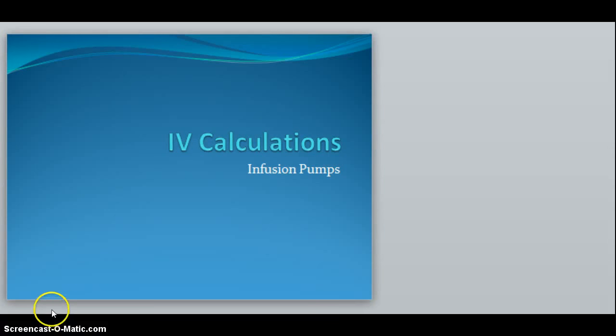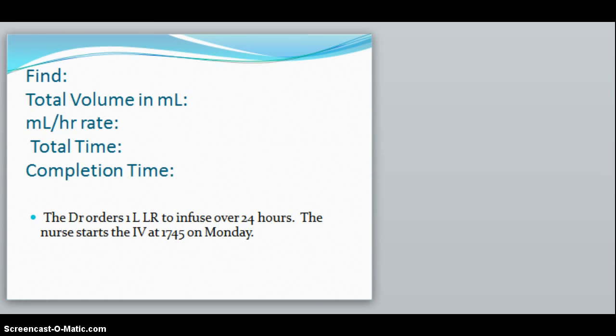Welcome to a video on IV calculations. We're going to be looking at using infusion pumps. Infusion pumps are set in milliliters per hour, and important to note with infusion pumps is that we're going to be rounding our milliliter per hour rate to the tenths. The calculation for IV infusion pumps is very straightforward because most nurses are going to be using the infusion pumps on a regular basis. So let's look at our first example.